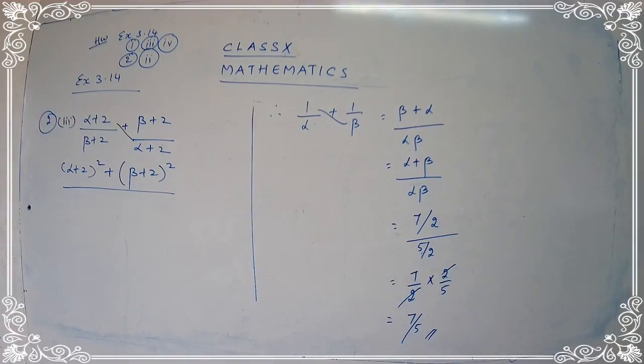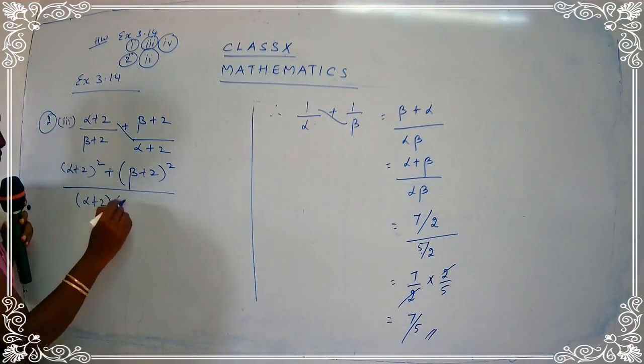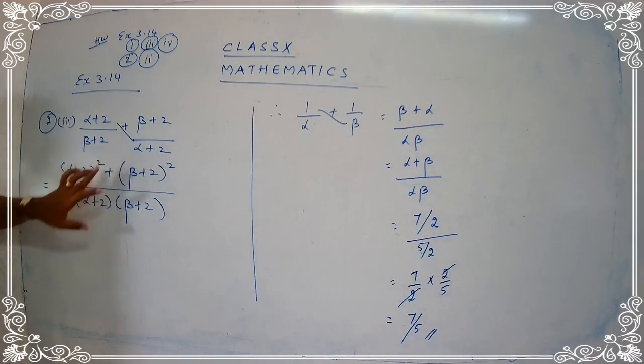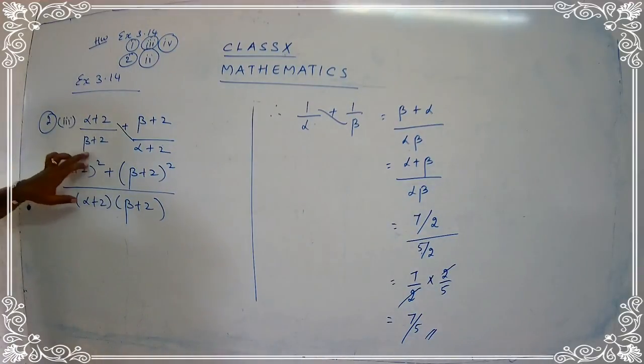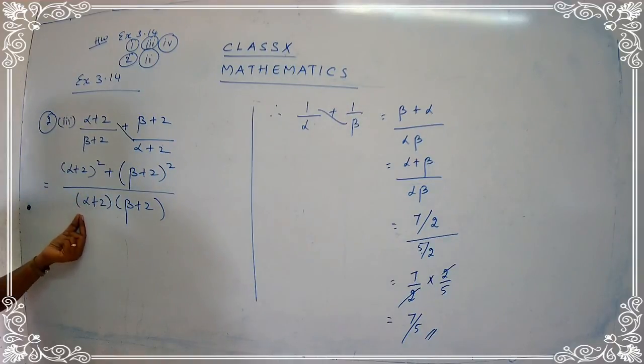I have just taken the cross multiplication. Now let's multiply the denominator. Yes, alpha plus 2 into beta plus 2. Are you clear with the explanation, children? Yes. Alpha plus 2 into alpha plus 2, alpha plus 2 the whole square plus beta plus 2 into beta plus 2, beta plus 2 the whole square upon alpha plus 2 into beta plus 2.